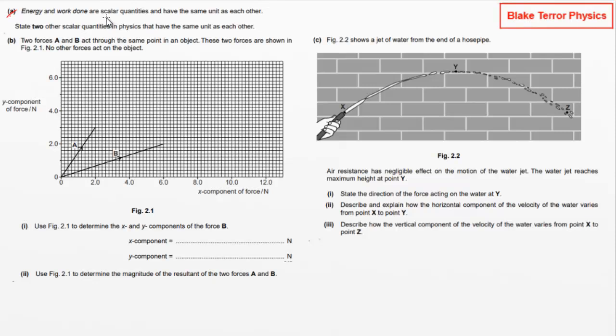We've got energy and work done are scalar quantities, have the same unit as each other. State two other scalar quantities in physics which have the same unit. Okay, there's loads of them. I'm going to stick to the ones in classical mechanics because they're the things that we've been looking at so far. Well, we've got moment and torque. That's a good go-to one where they're the same.